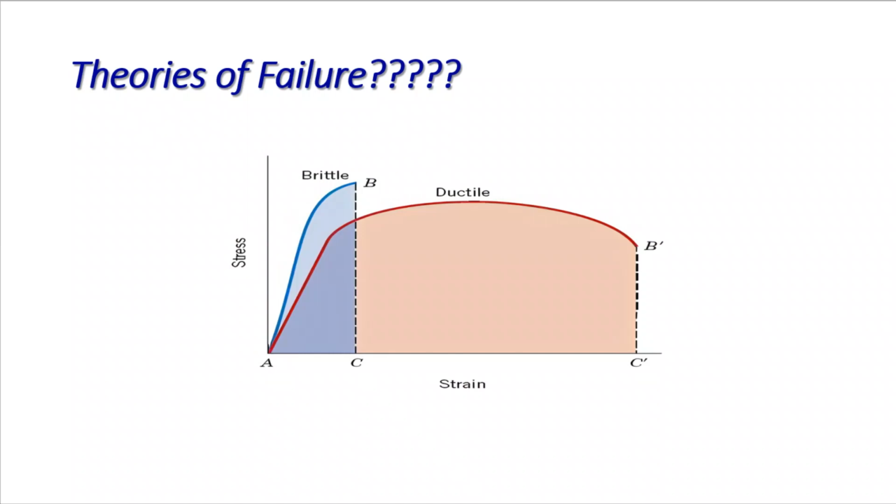So for that we need certain theories of failure, how we can predict the failure of a material in real life. If we know the theories of failure, we can give some safety factor and design the components of the structure accordingly.